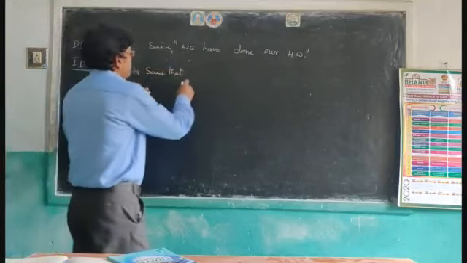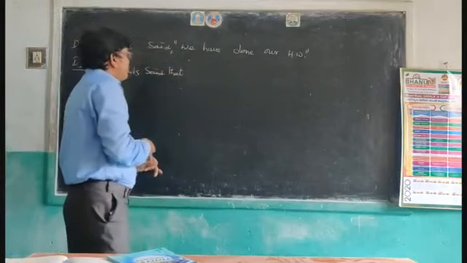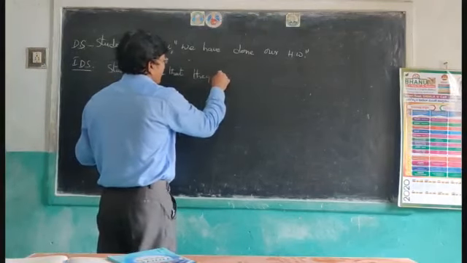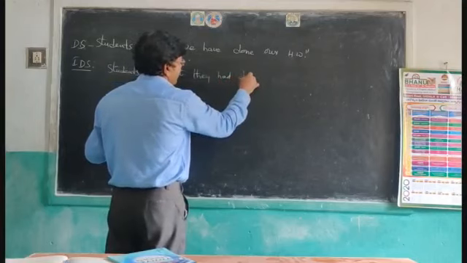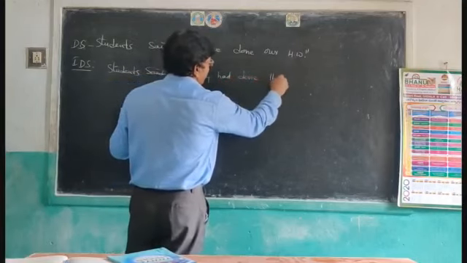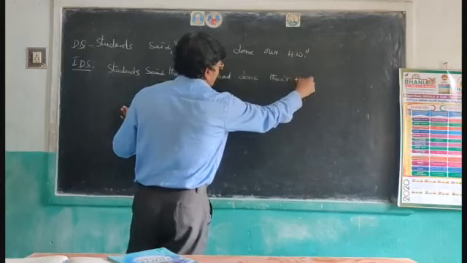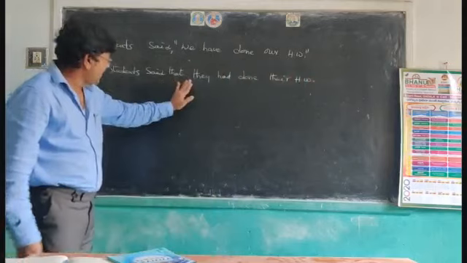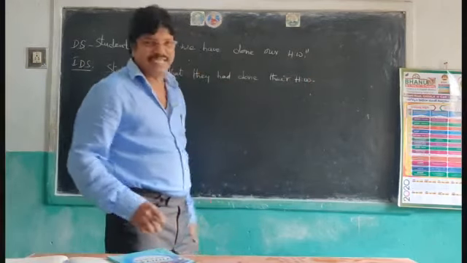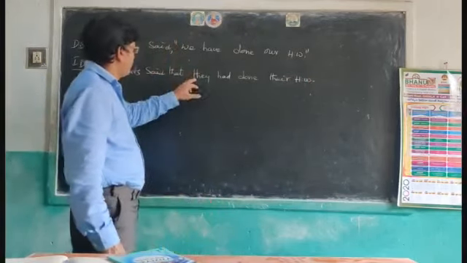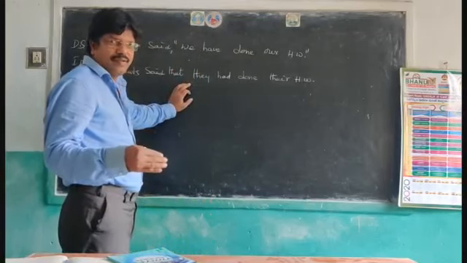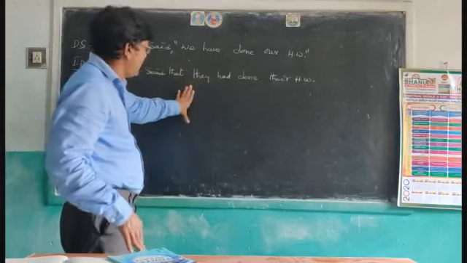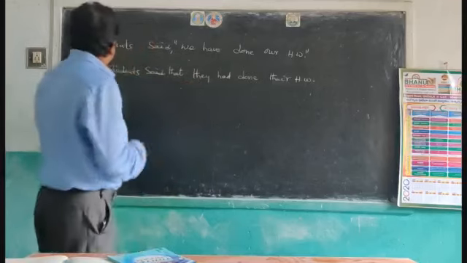We have, we means students. We changes to they. They had done their homework. Students said that they had done their homework. We changes to they. We means students. Here they had done their homework.